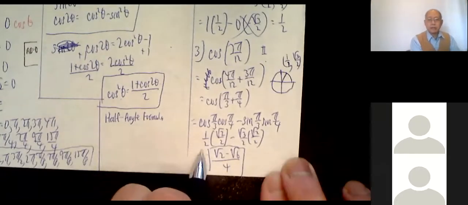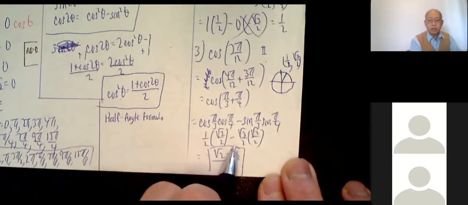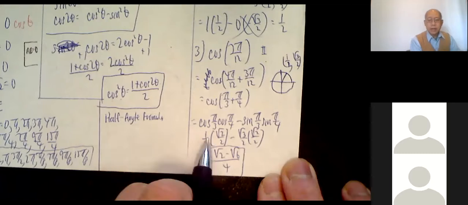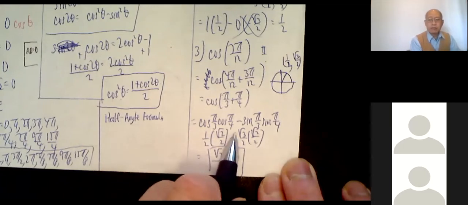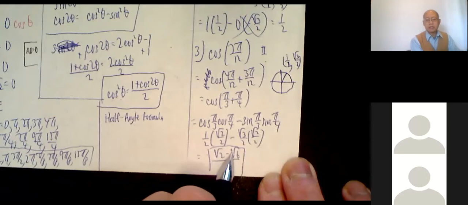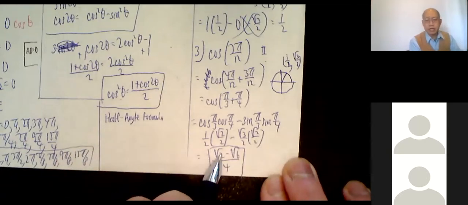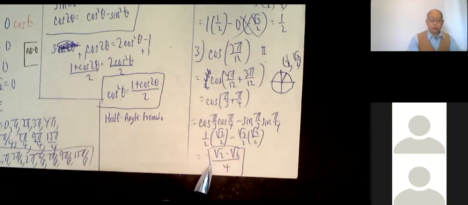Together, you have a common denominator 4. 2 times 2 is 4. 2 times 2 is 4 on the bottom. And on top, I have 1 times radical 2 is radical 2, minus radical 3 times radical 2 is radical 6. So final answer is radical 2 minus radical 6 all over 4. Okay, so that's problem 3.